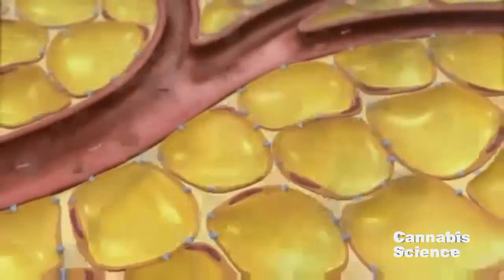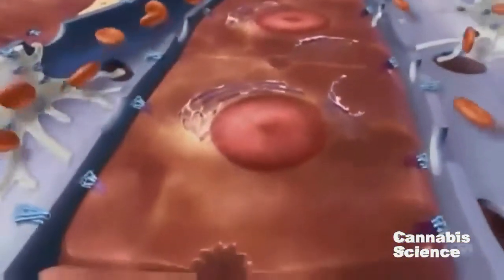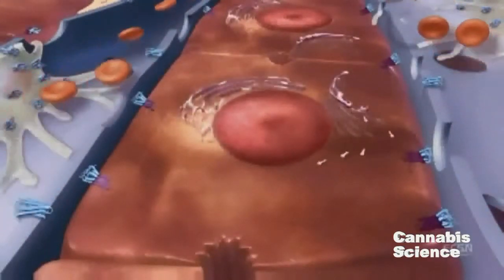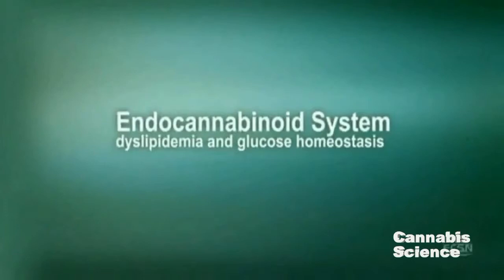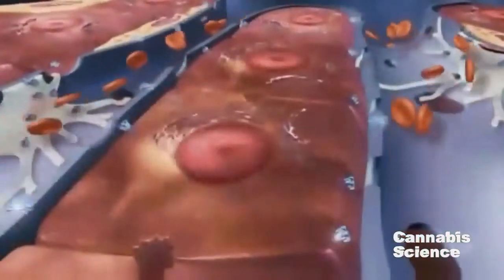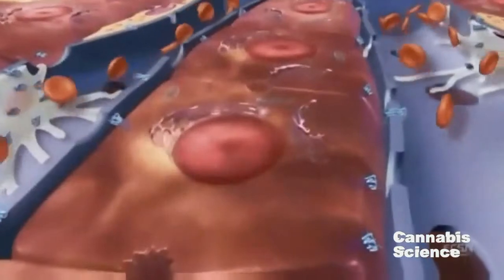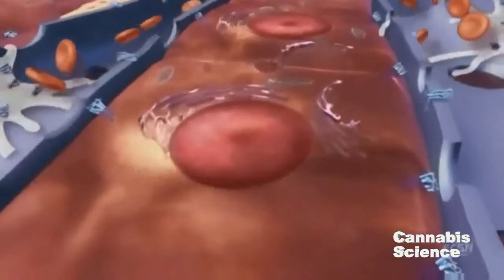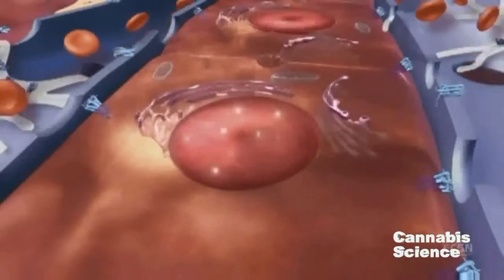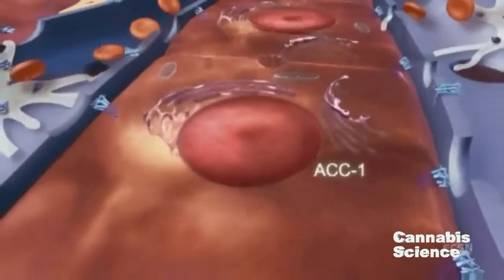In the liver, ECS stimulation can lead to lipogenesis through the activation of hepatic lipogenic enzymes and increased fatty acid synthesis. Chronic stimulation of the ECS is associated with dyslipidemia. Activation of CB1 receptors increases expression of SREBP1C, a lipogenic transcription factor, and increases fatty acid synthesis. SREBP1C increases production of lipogenic enzymes, ACC1, and fatty acid synthase.